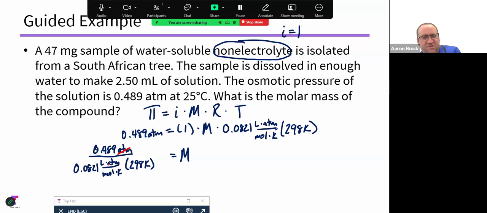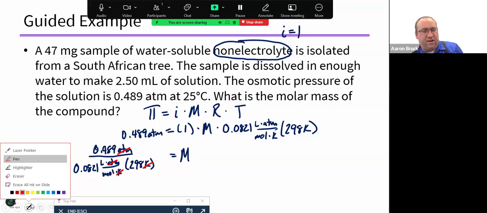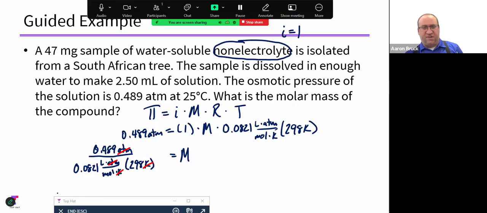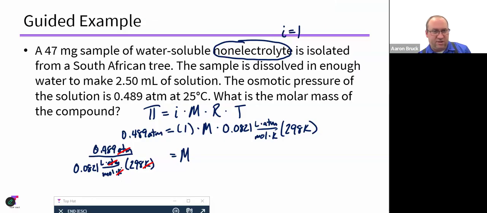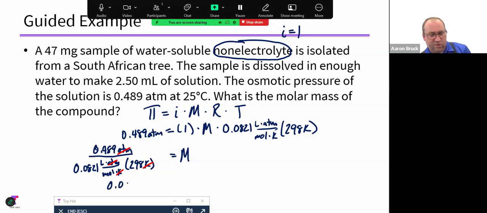Canceling out our units, atmospheres go away, Kelvin go away. We have 1 over liters over moles. So the reciprocal of that would be moles over liters. So we are going to get molarity at the end of this. Let's just figure out the number. 0.489 divided by 0.0821 divided by 298, to 3 significant figures, is 0.0200 molar. That is our molarity here.